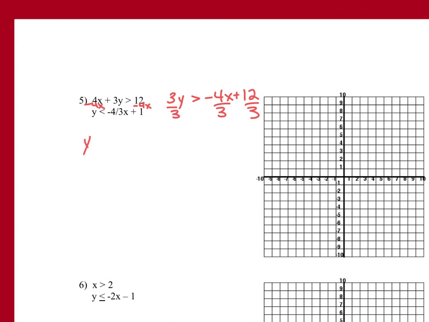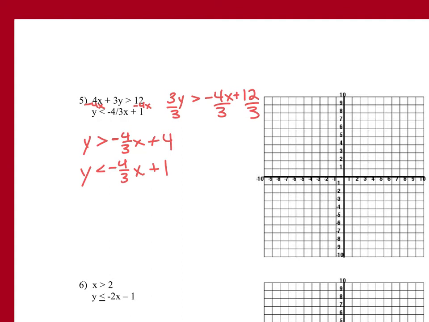So y is greater than negative 4x divided by 3, which is negative 4/3 x, and plus 4. And my second equation, is that in graphing form? Yeah, so it just stays the same. They're basically the same line. Are they the same line though? They're going to be parallel.